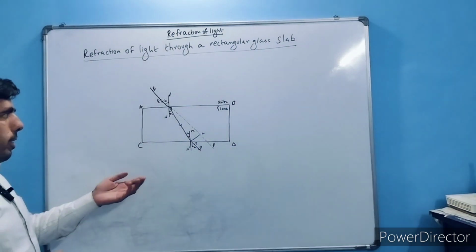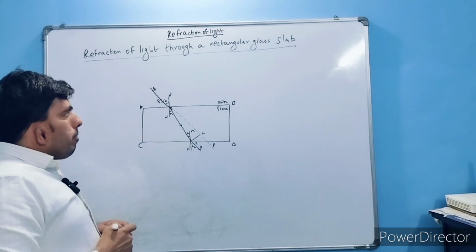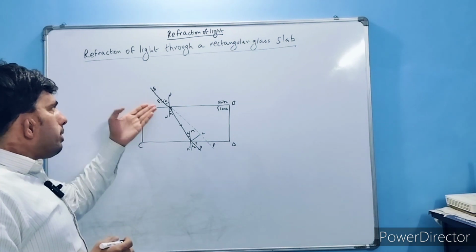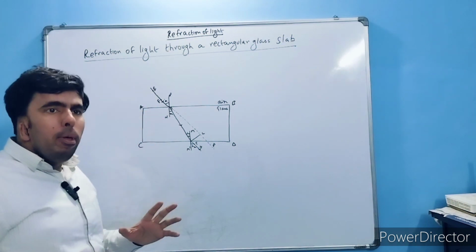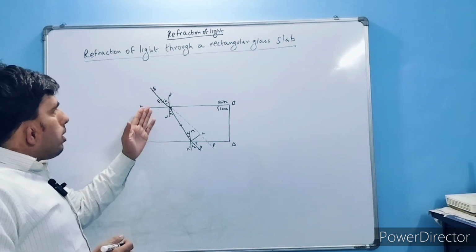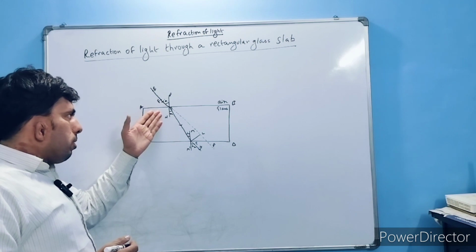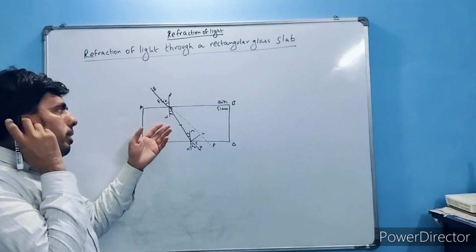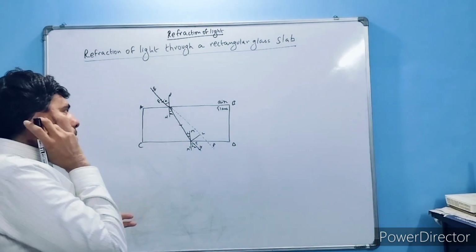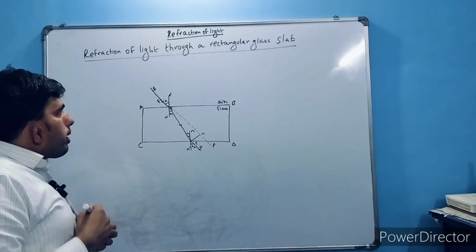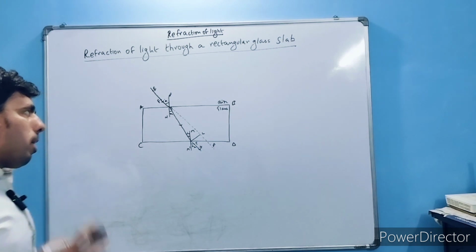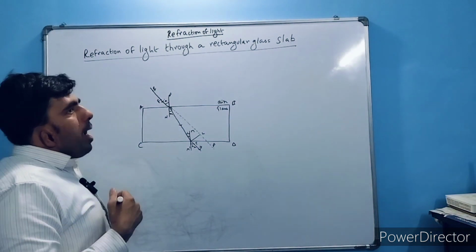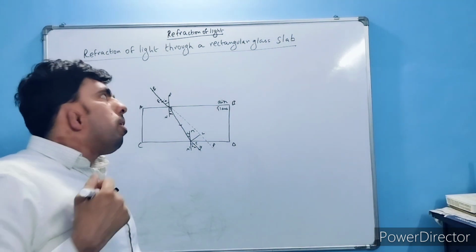So this is a rectangular glass slab. When a light ray is incident at point O and tries to enter another medium, what happens? It changes its path. Also, it changes its speed. So we can say that the speed of light changes when it enters from one medium to another medium.